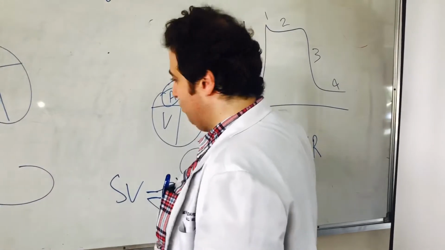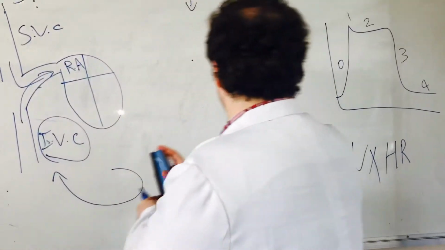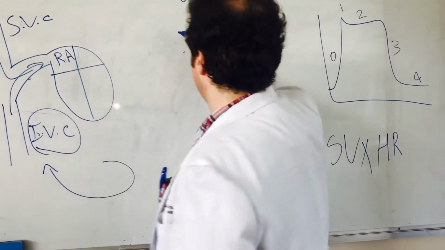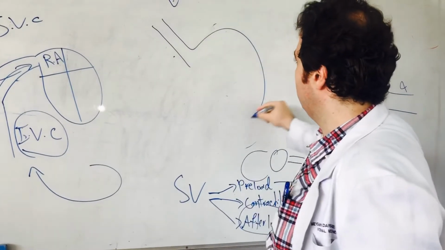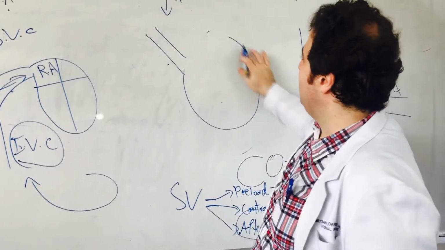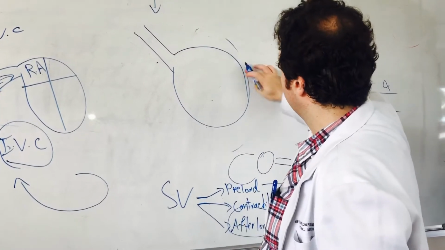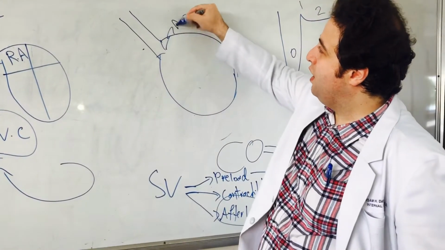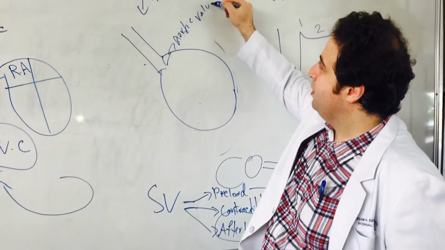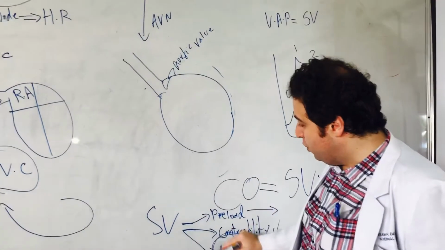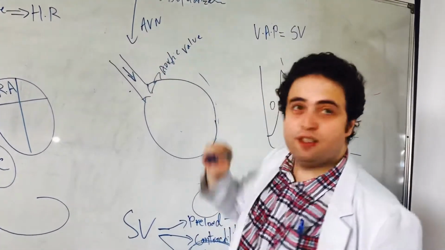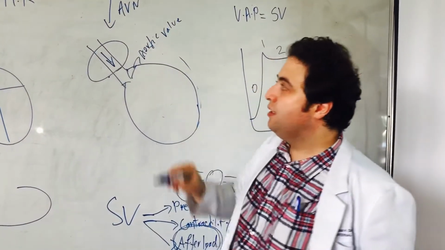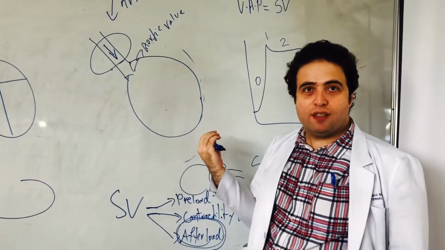Let me draw the left ventricle here. If this is my left ventricle, this is my aortic valve. So where is afterload really? Afterload is the pressure here.